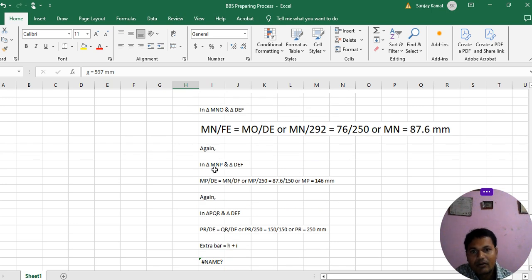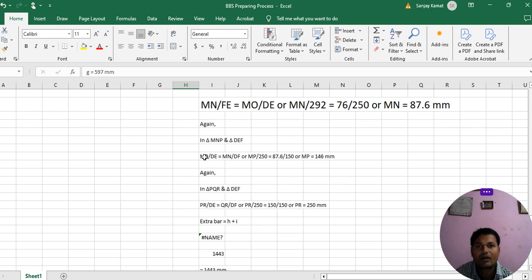Again in triangle MNP and triangle DEF, MP by DE is equal to MN by DF, or MP by 250 is equal to 87.6 by 150, or MP is equal to how much? If you solve this, substituting all the values we have now, how much will it come? MP is equal to 146 mm.